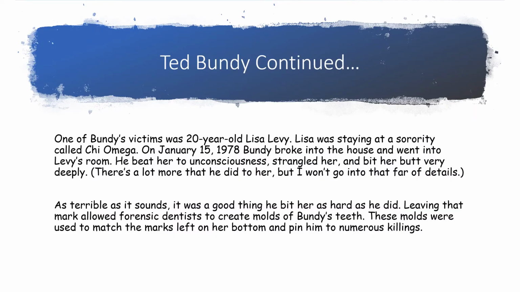One of Bundy's victims was 20-year-old Lisa Levy. Lisa was staying at a sorority house called Chi Omega, and on January 15, 1978, Bundy broke into the house and went into Levy's room, beat her unconscious, strangled her, and bit her butt very deeply.